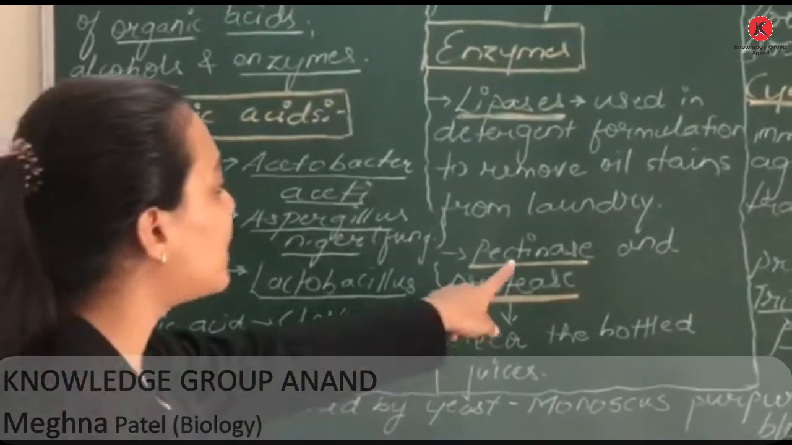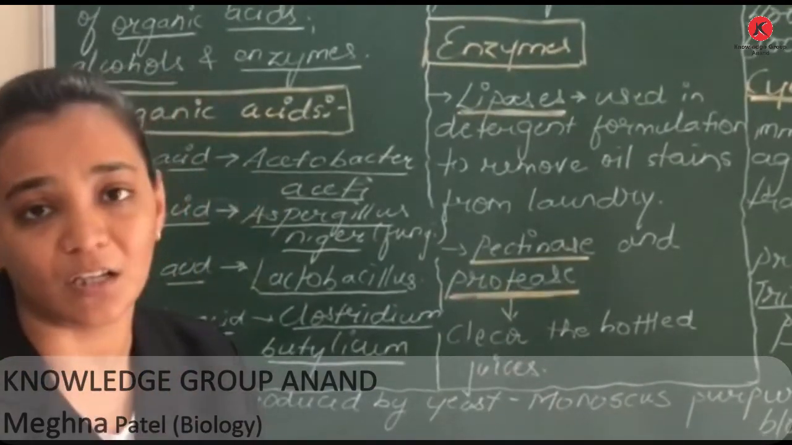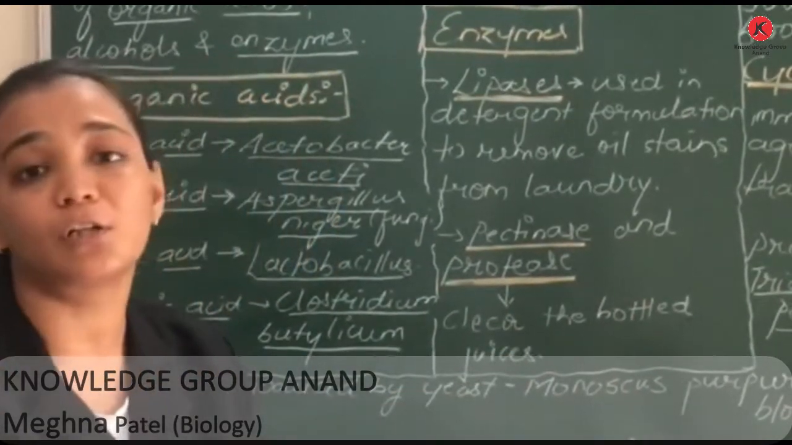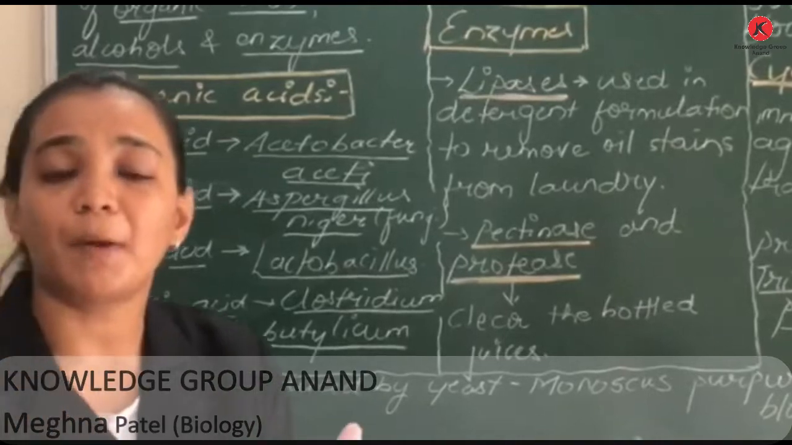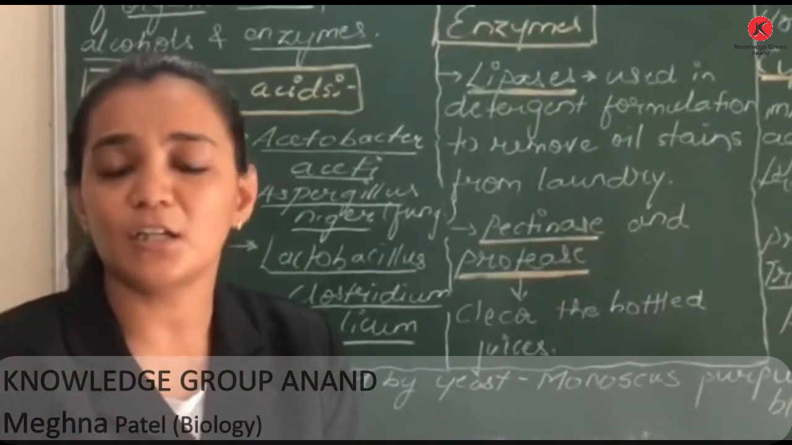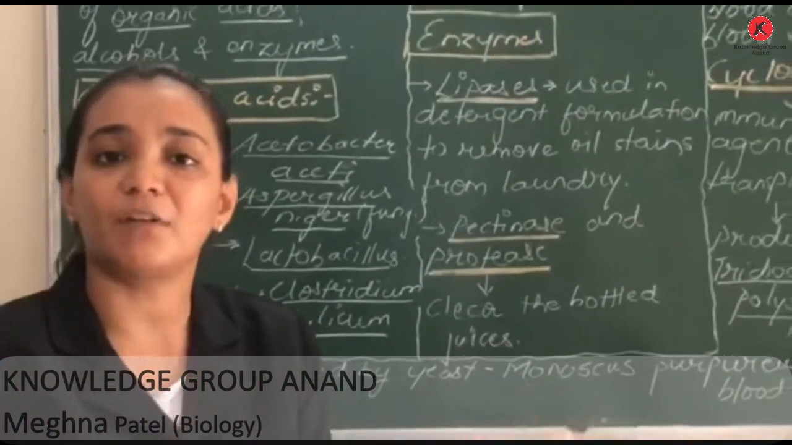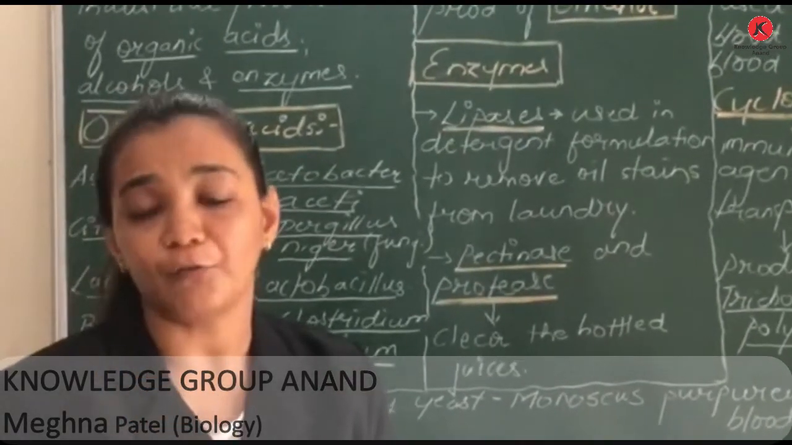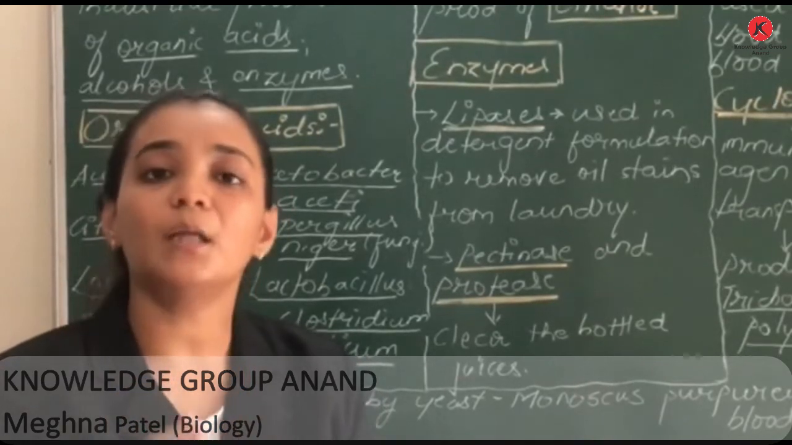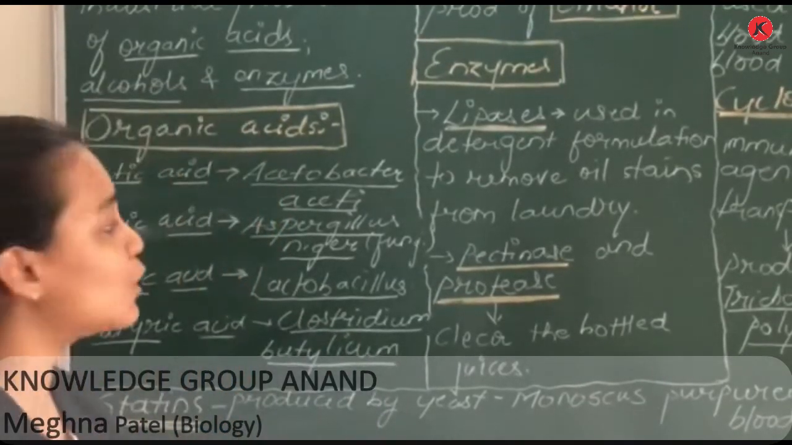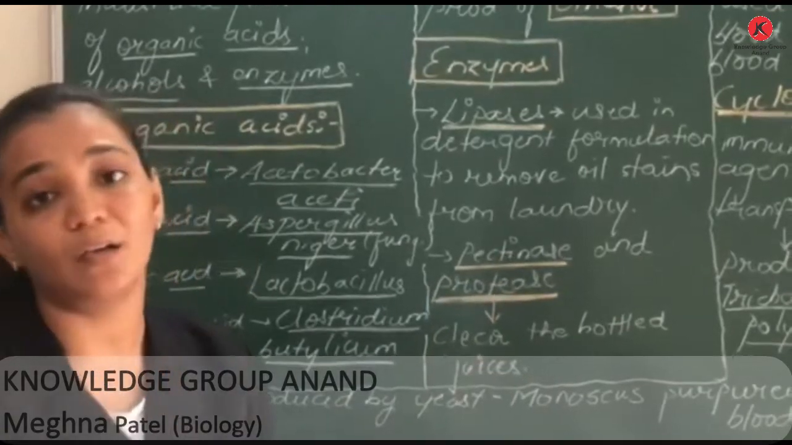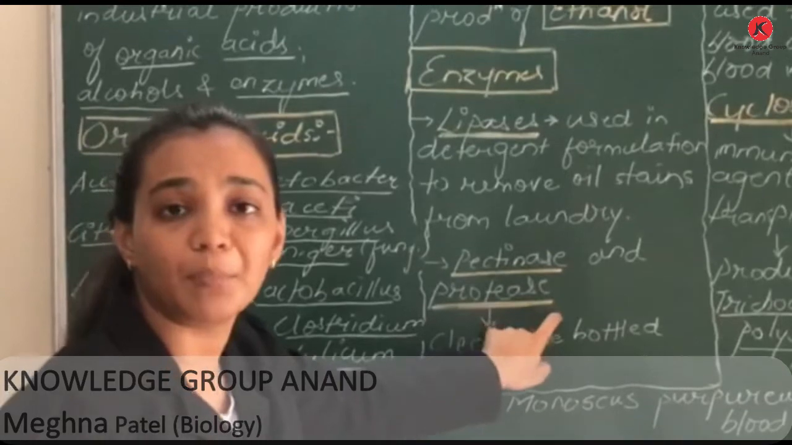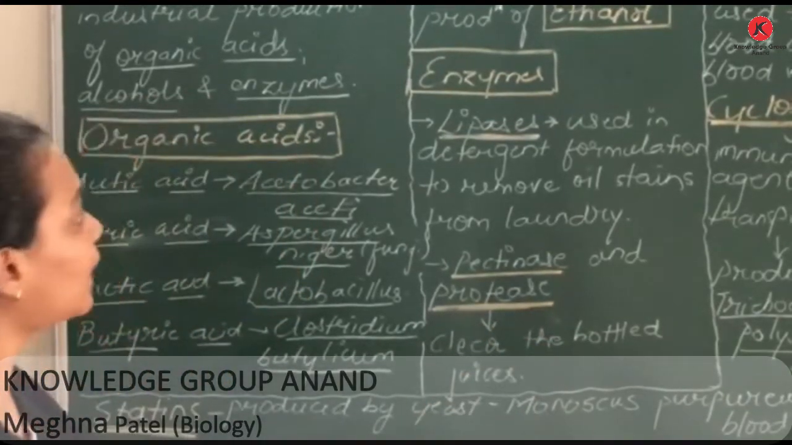The second type of enzymes is pectinase and protease. Pectinase and protease are used for clearing bottled juices. When we prepare juice at home, it is not very clear, but the juices available in the market are very clear. For clearing the bottled juices, the enzymes used are pectinases and proteases. This was asked in this year's GSEB paper also, so it's an important MCQ.